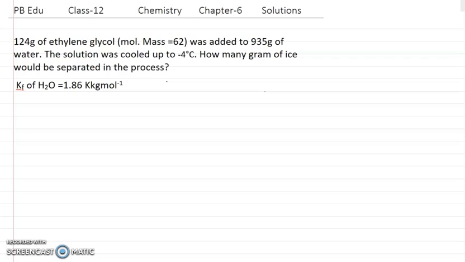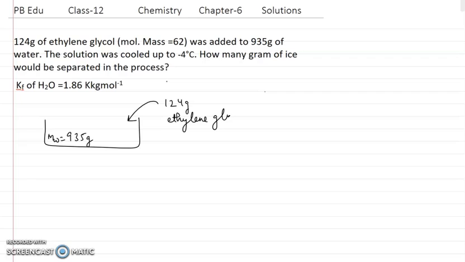So here today we have a question of class 12, chapter 6, Solutions, chemistry. Here 124 gram of ethylene glycol was added to 935 gram of water. So initially we had 935 gram of water. Mass of water is 935 gram. The solution was cooled in which 124 gram of ethylene glycol was added.